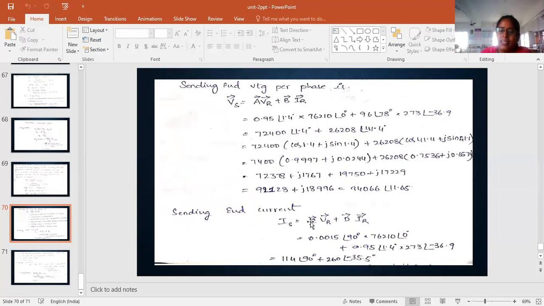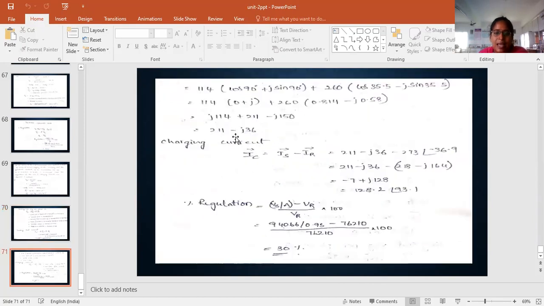And for the sending end current we can derive using the same method: IS equals C into VR plus D into IR. From the given data we know the C value and D value also. C equals 0.0015 at an angle of 90, into the VR value; substitute the D value and IR value here, and finally we get the IS value. So the IS value is 211 minus j36.